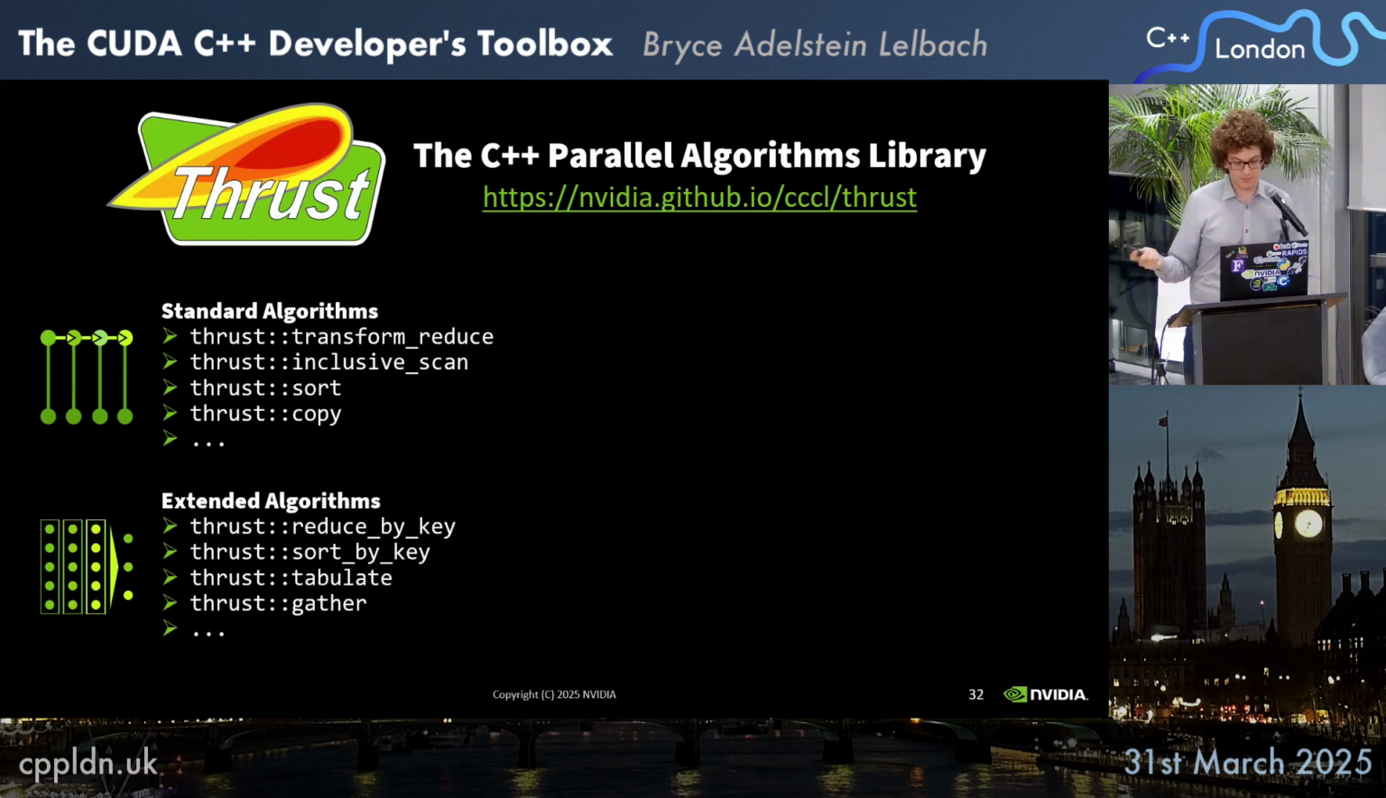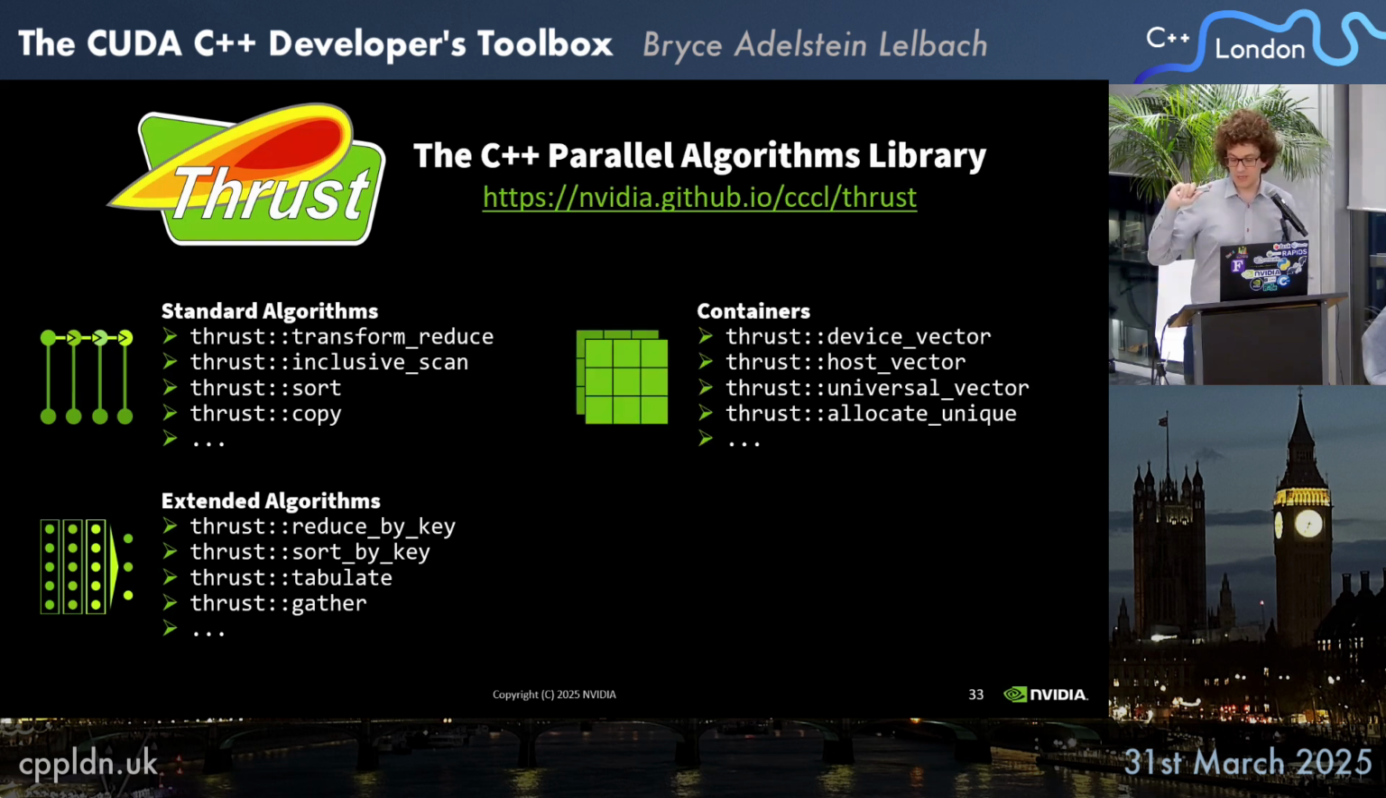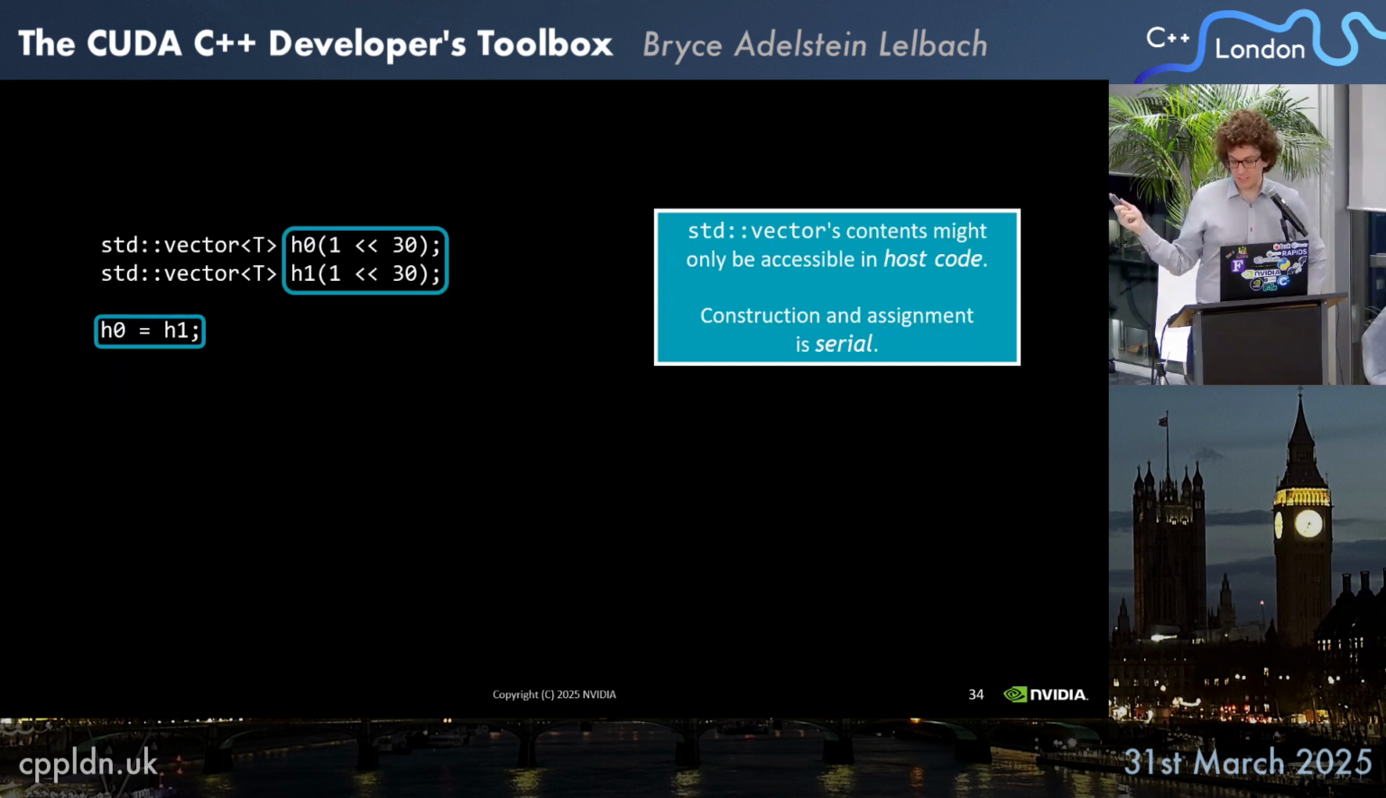to these standard algorithms. Thrust also has heterogeneous containers that behave like std vector, but store their contents in different kinds of memory that are accessible to different kinds of processors. Now, std vector's contents might only be accessible in host code, depending on the type of platform you're on. When you construct or assign to a std vector, that operation is done in serial, which can be pretty slow if you're working with a large amount of data. Like if you've got a 4 GB std vector, that's going to take a while to create on the host in a single thread.